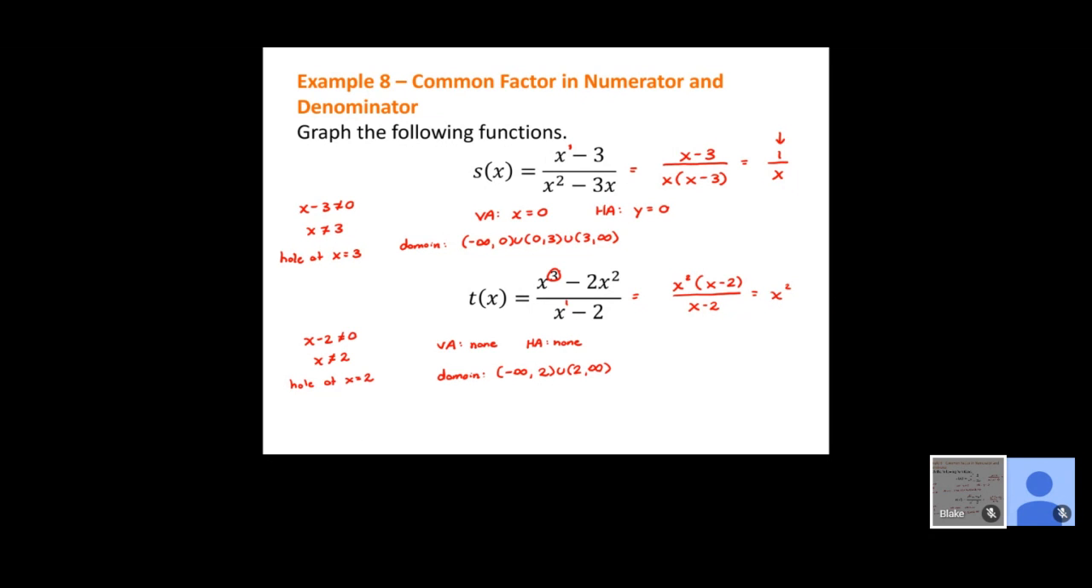So again, if we were to graph this now, it would be a parabola. We'd have a hole at x equals 2. That would be the only thing that's missing from our domain, and there will be no vertical or horizontal asymptotes because it is going to just be a parabola.